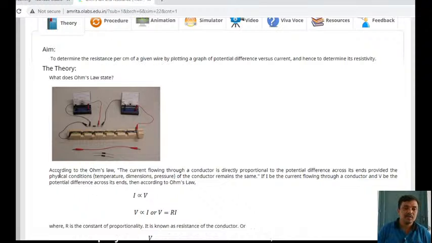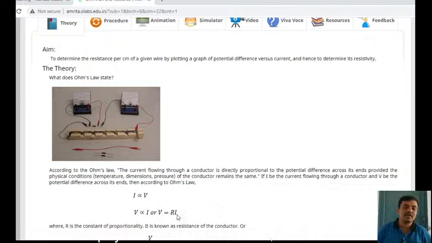You see here, according to Ohm's law, the current flowing through a conductor is directly proportional to the potential difference. Current is proportional to potential difference. That is Ohm's law. When the proportionality is removed, we will get a constant. The constant name is capital R.